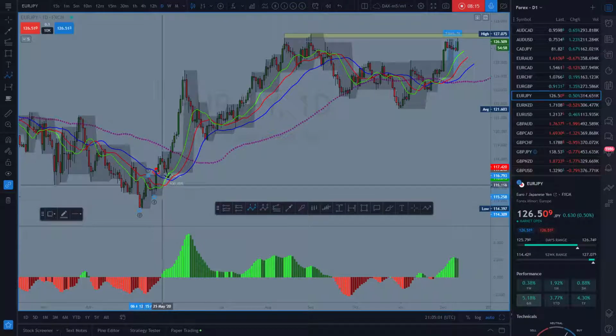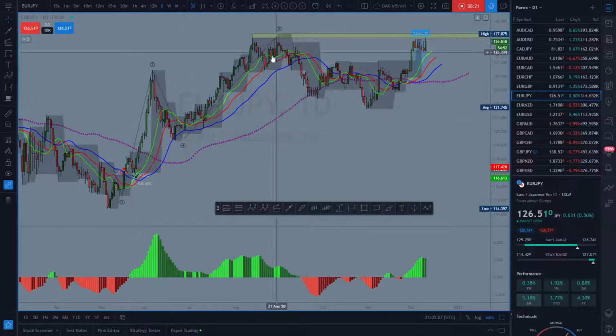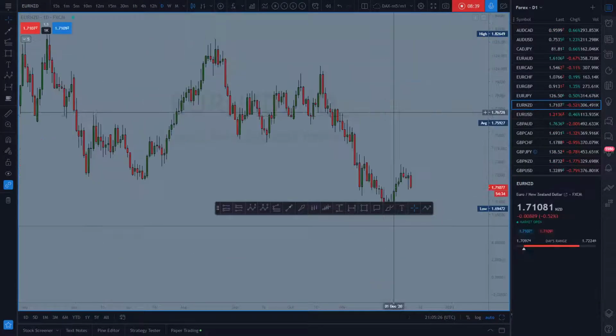A 1, a 2, 3, 4, and a 5. So that's some kind of an impulse wave, and now we have an ABC and wave 5 going up. So basically it's already in wave 5 up here. But if we do the count on this one, then it clearly shows that this is probably a 1, a 2, and this is 3 going on. Not very convinced about that, but we'll see.